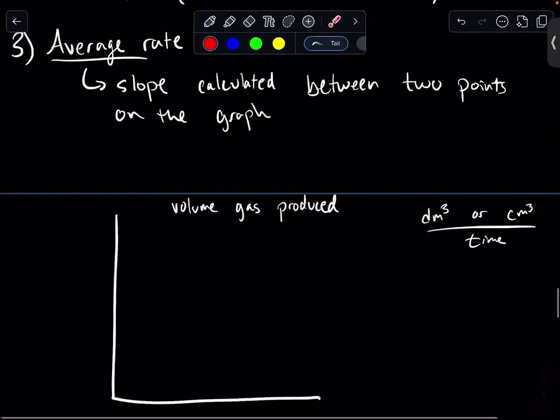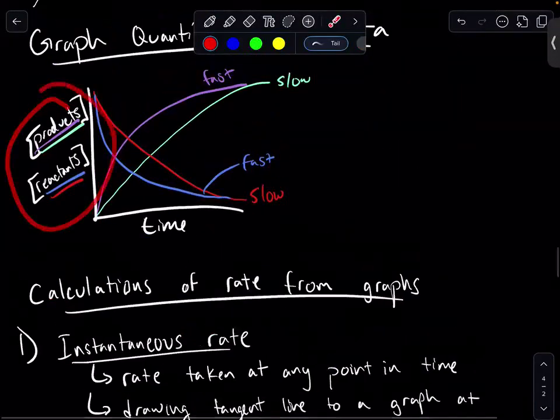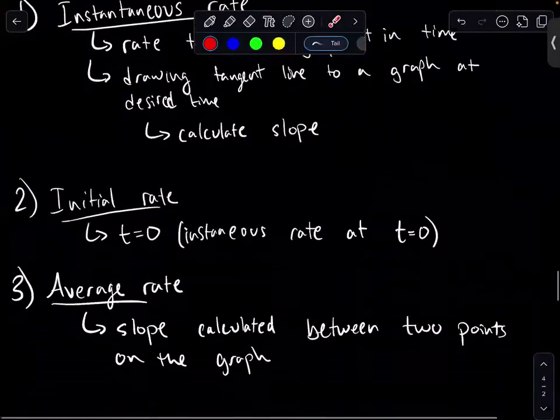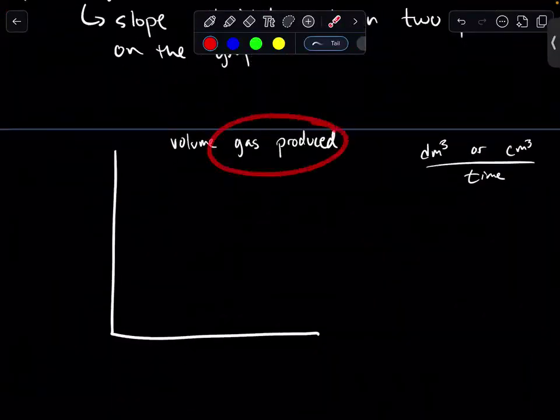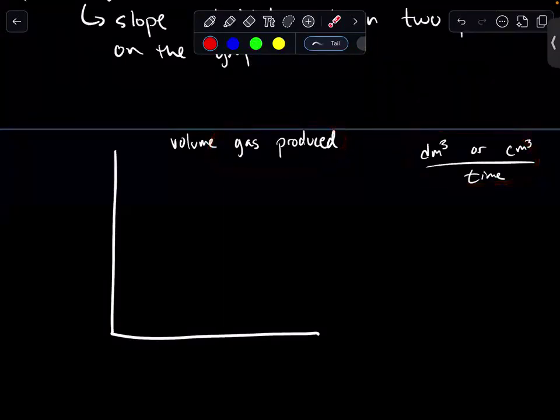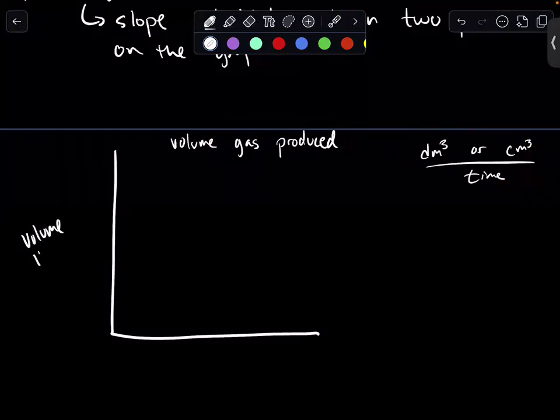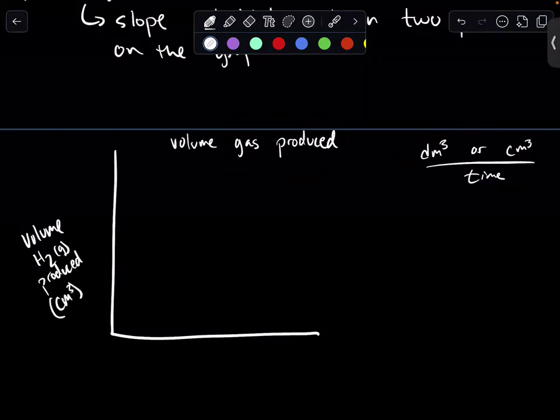I know we went through the whole thing and we discussed all of this as concentration over time, but it is just acceptable if you're doing a gas production to do volume over time. If you want to calculate concentration, you can reverse engineer it, but volume over time is a completely acceptable form of rate that I did not put in our previous ones. So we'll say volume of hydrogen gas produced. We'll say it's in centimeters cubed. And here we'll do time, and we'll say it's in minutes.